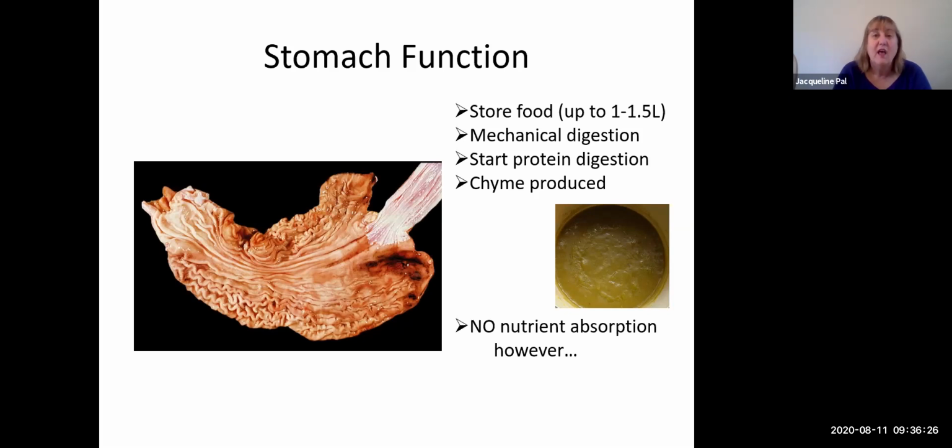For that, the chyme has to move into the small intestine. However, that doesn't mean there's no absorption that happens in the stomach, because something that is absorbed very easily is alcohol. So if you want to slow down your alcohol absorption, you have to put a barrier between the alcohol and the stomach lining, and that barrier is food.